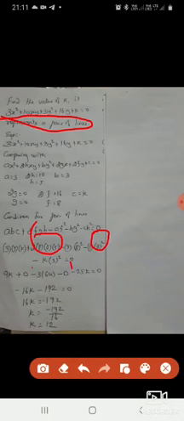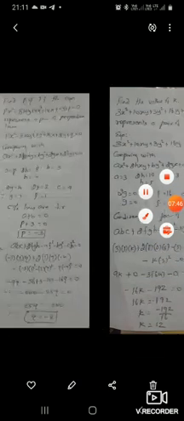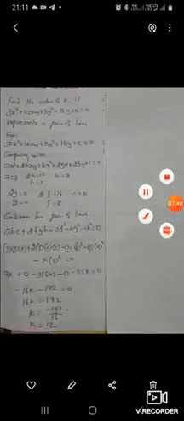Now, another sum. Here, find the value of p and q.